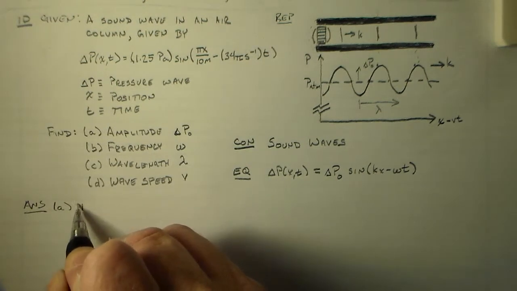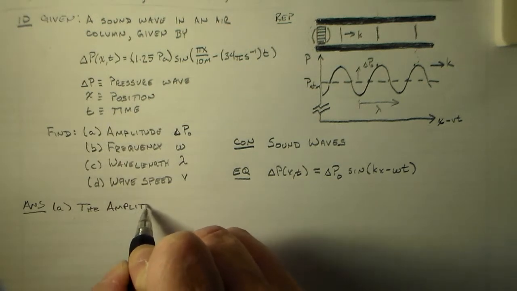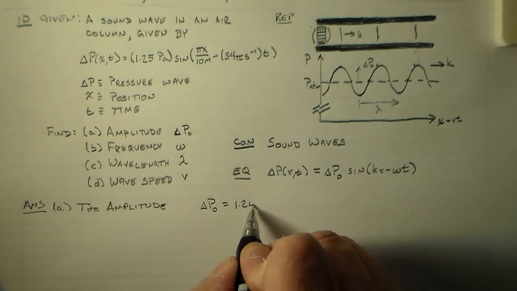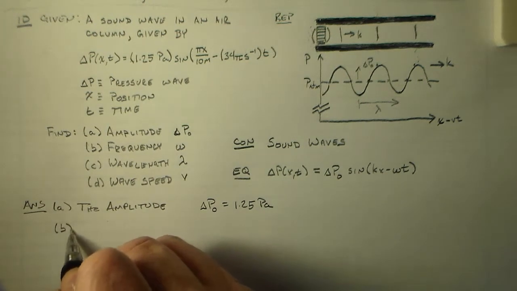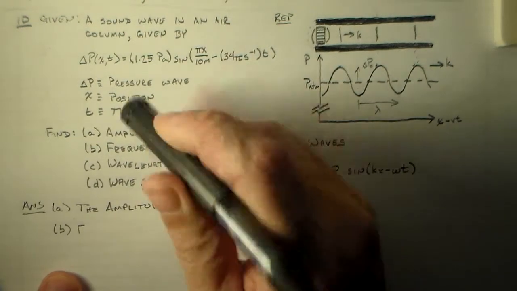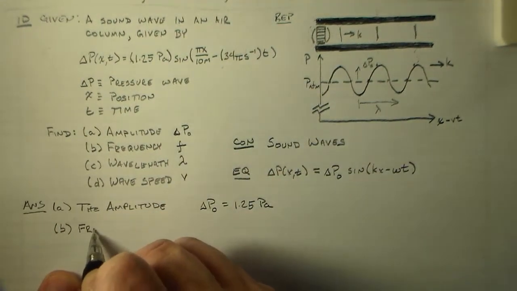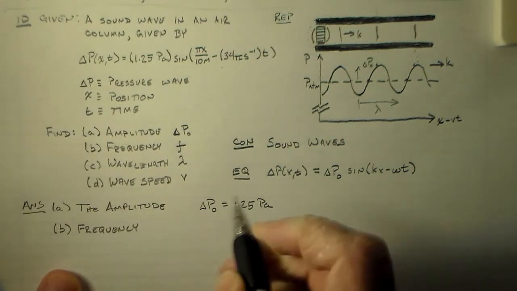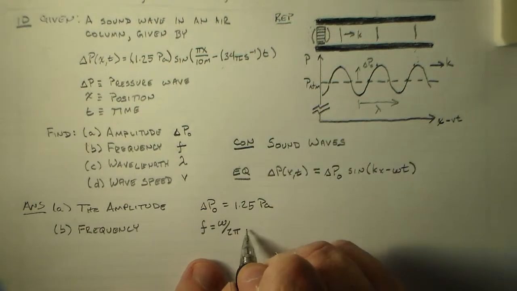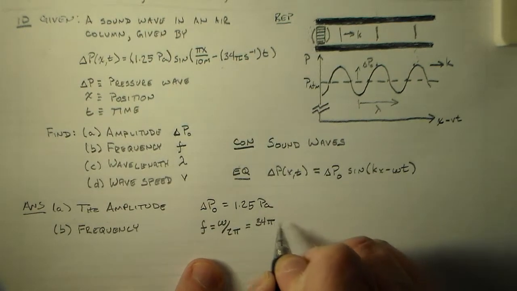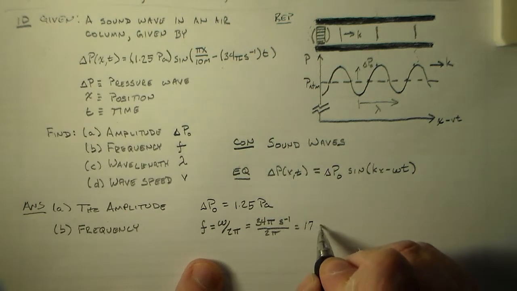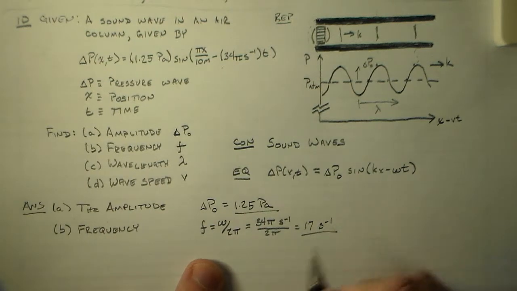Right. So, for example, the amplitude is, by inspection, delta P naught is equal to 1.25 pascals. Reasonable. Why is that reasonable? I'll tell you in a minute. The frequency. The frequency we want actually is f. F is equal to omega over 2 pi, right? Omega is this thing, right? So that's 34 pi seconds to the minus 1 or hertz over 2 pi, which is 17 hertz or inverse seconds. Okay? We got that. Good.